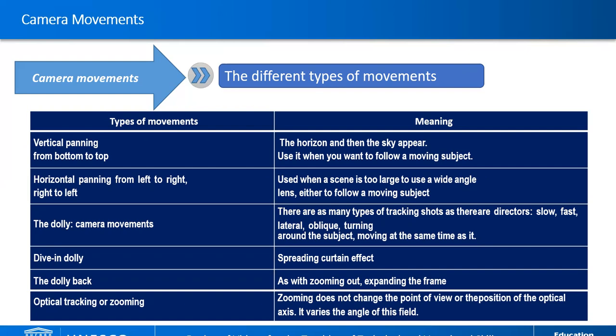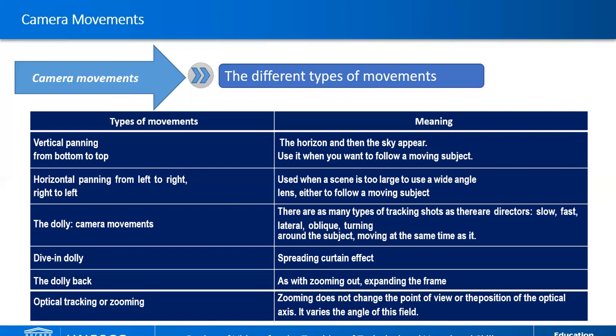Another movement is the dolly. There are as many types of tracking shots as there are directors. They can be slow, fast, lateral, oblique, turning around the subject, moving at the same time as it. Another movement is the dive-in dolly, which has a cutting effect. Another, the dolly back. This is as it is with zooming out or expanding the frame.